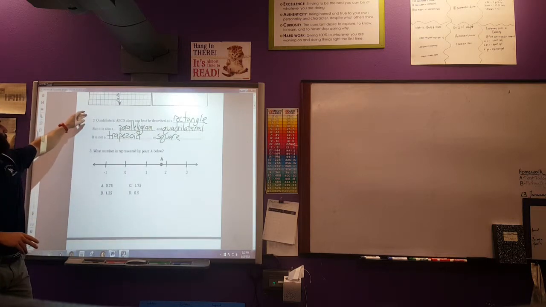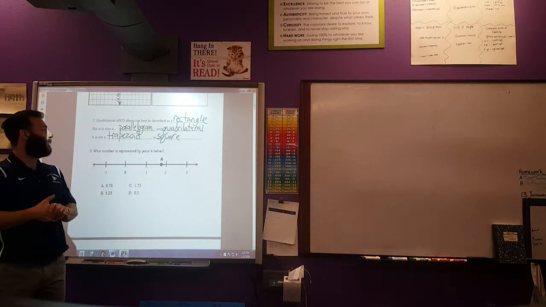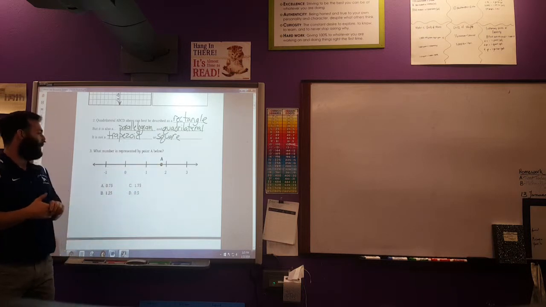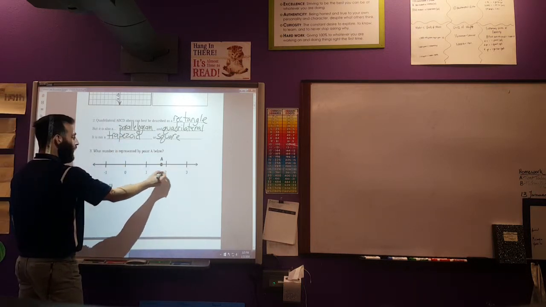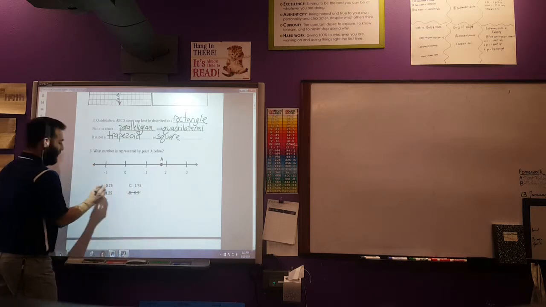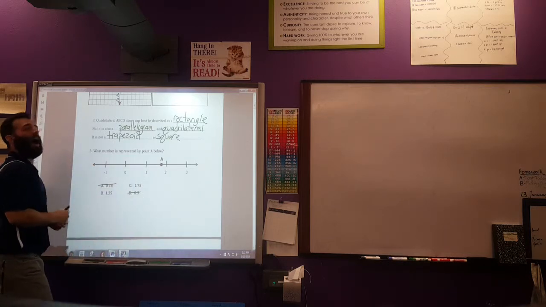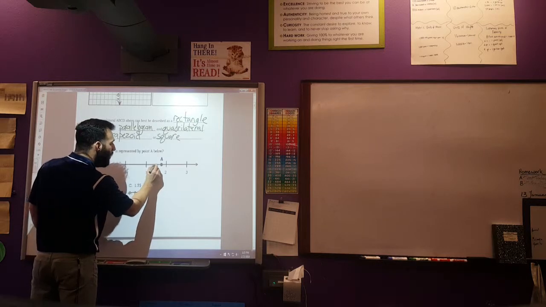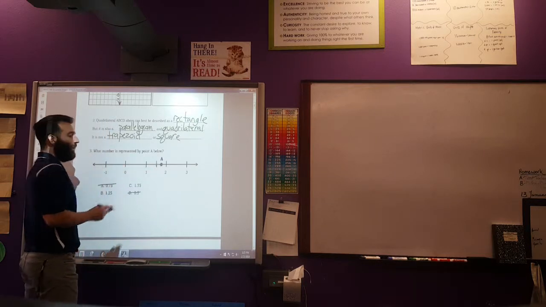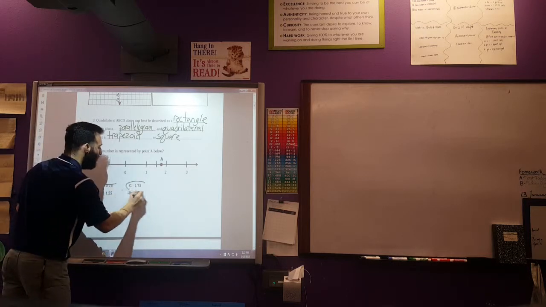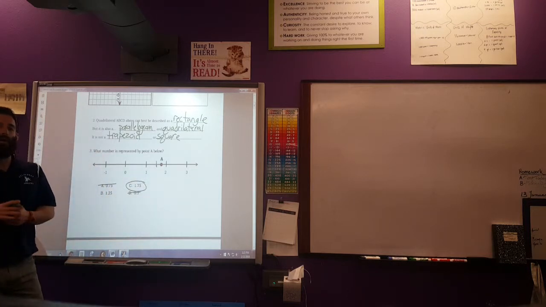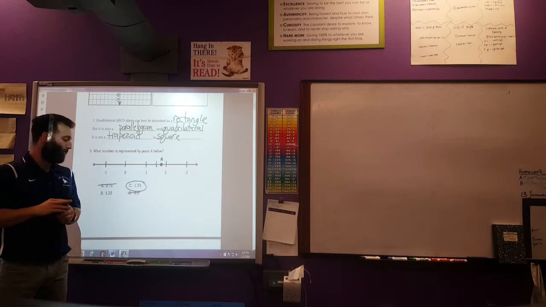Question number 3. Which number is represented by this point here? Now, I know it's in between 1 and 2, so I can get rid of D and I can get rid of A. I know that 1 and 5/10 would be right here, and A is on the right side of that. So I know that that is point C, 1 and 75/100ths.